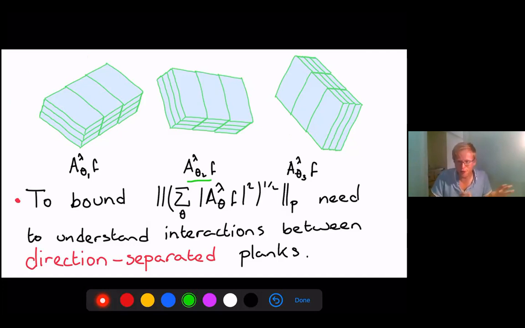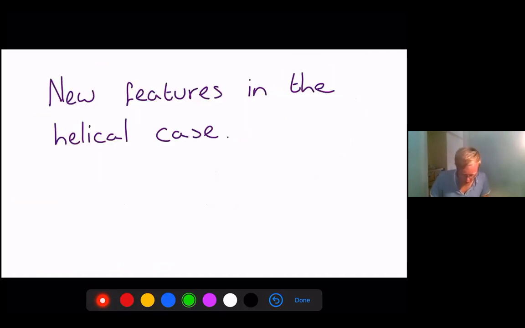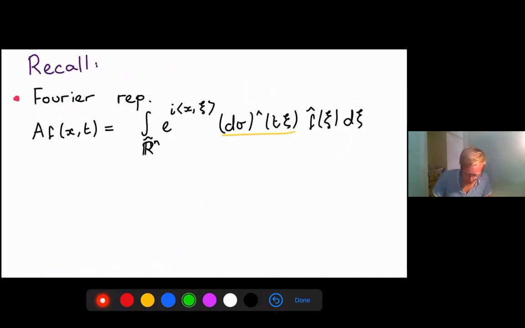Okay, so that's a vague overview of the ideas that go into the Fourier analytic approach to the circular maximal function theorem. And now I want to talk about how one can adapt these ideas, or what new difficulties arise when we try to implement this program in the case of the helical maximal function in R^3. So before I move on, are there any questions about this? Okie dokie. So let's start to look at the new features in the helical case.